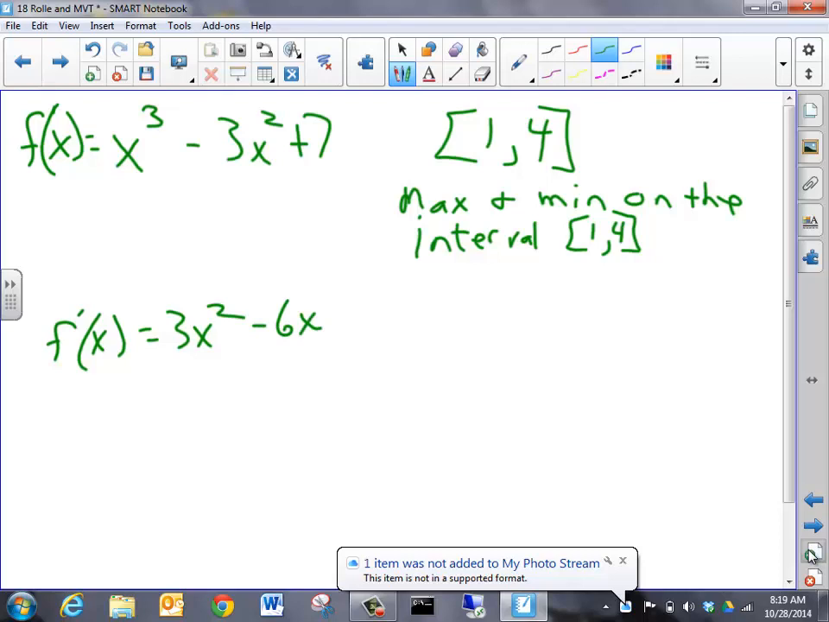Minus 6x. 3x squared minus 6x. So what do we do now? Set it equal to 0. When I set it equal to 0, what do I do now, Ms. Weeks?